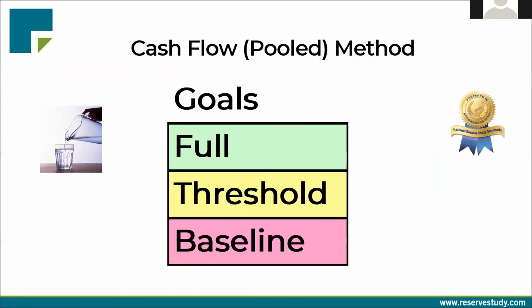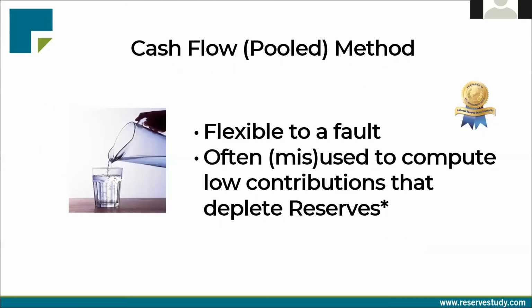This flexibility in the cash flow method allows the user to create more or less margin, meaning it can be used to achieve any of the three National Reserve Study Standard funding goals: full funding, threshold funding, or the barely cash positive baseline funding goal, just by adjusting more or less the funding going into reserves. So the cash flow method is nice and flexible, but too often it has been used to design contributions pursuing a risky baseline goal that runs the reservoir dry, as we were talking about earlier.